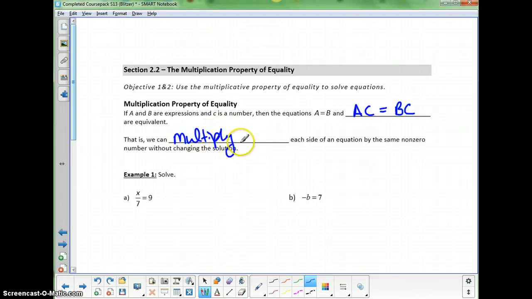And since multiplication and division are linked, we can multiply or divide. Division is also covered by this property. We can multiply or divide each side of the equation by the same non-zero number.